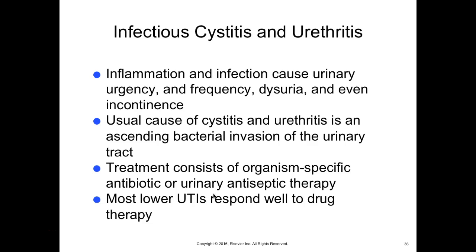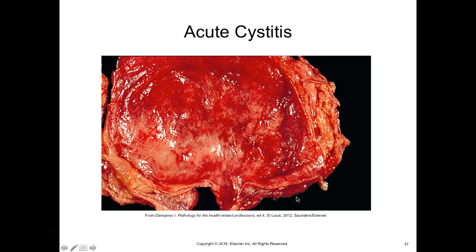So treatment consists of organism-specific antibiotics or urinary antiseptic therapy. Most lower urinary tract infections respond well to drug therapy. If not treated, then we know pyelonephritis could develop if the infection ascends or goes up into the kidneys. Here's acute cystitis. So this is the bladder, which is severely inflamed.